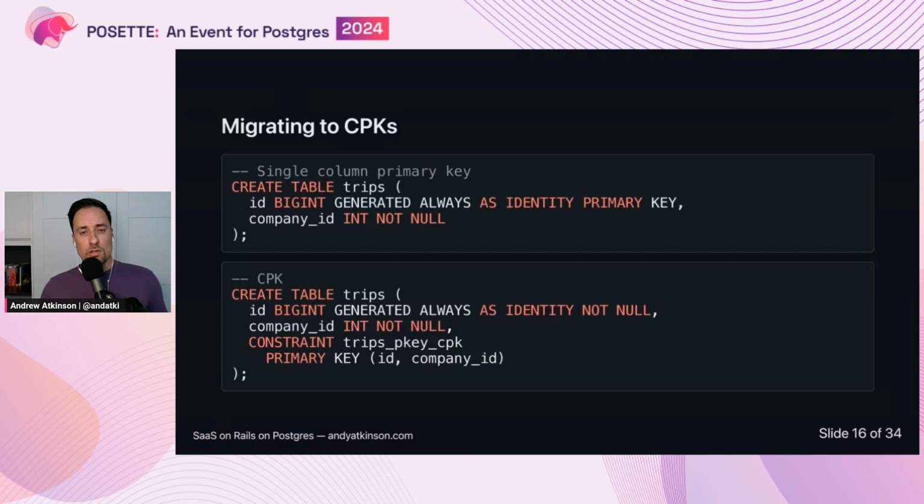An example of what that would look like here: at the top is a traditional setup with a single column primary key, and on the bottom we have a composite primary key with the ID and the company ID.